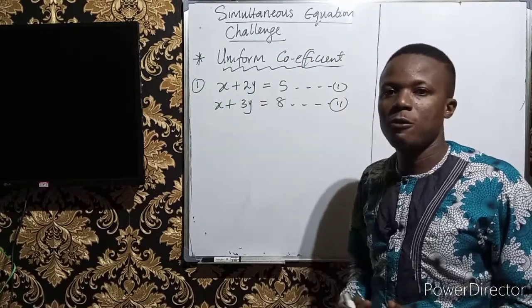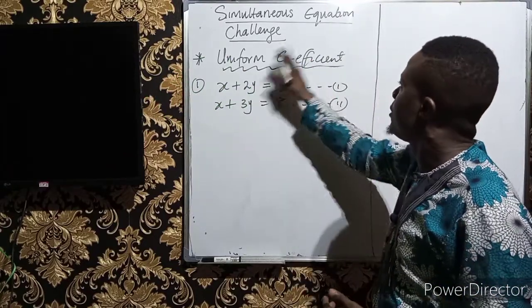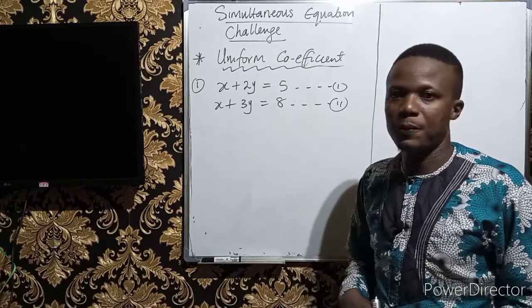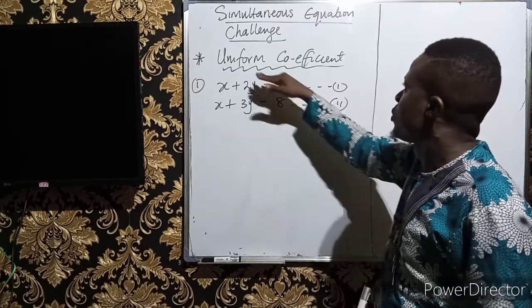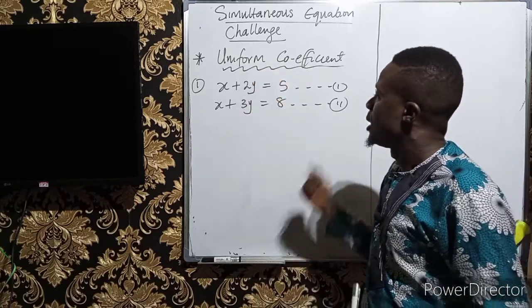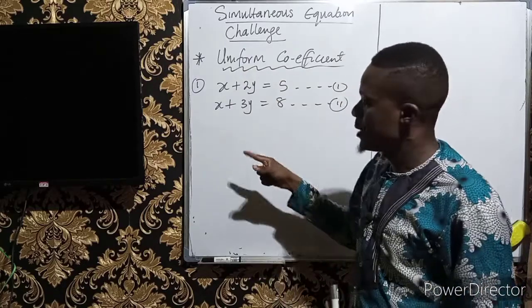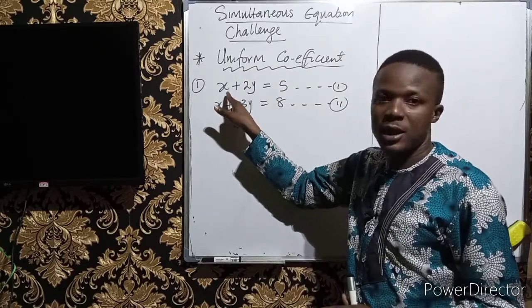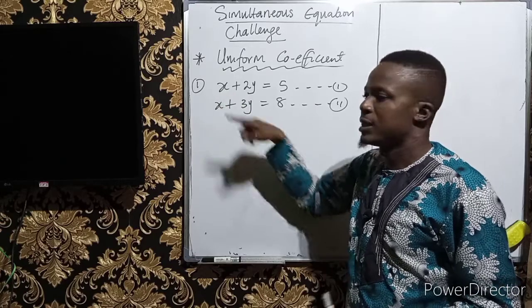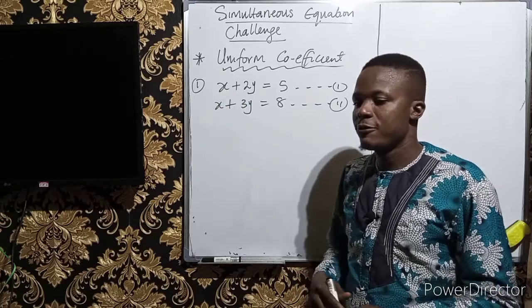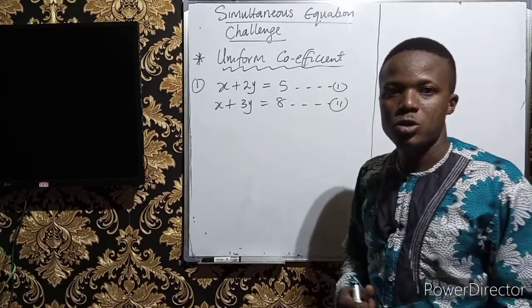Problems we are going to solve will center on various categories of the topic. Just like now, we're starting with uniform coefficient. Look at what I mean by uniform coefficient. You'll find out that one of the coefficients is the same, that is equal, just like we are seeing x and x. And I will make use of the elimination method all through today.